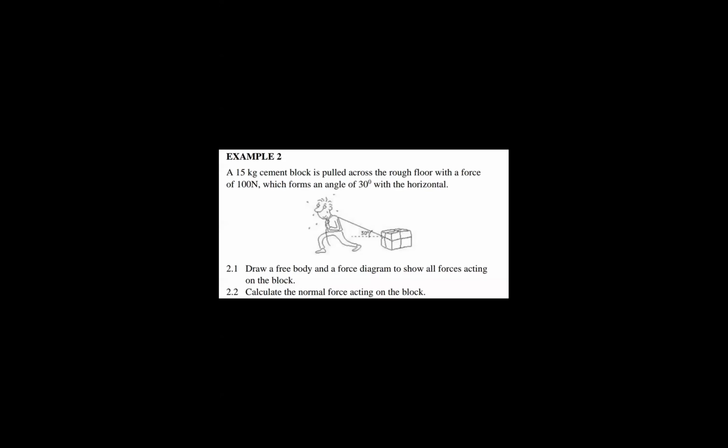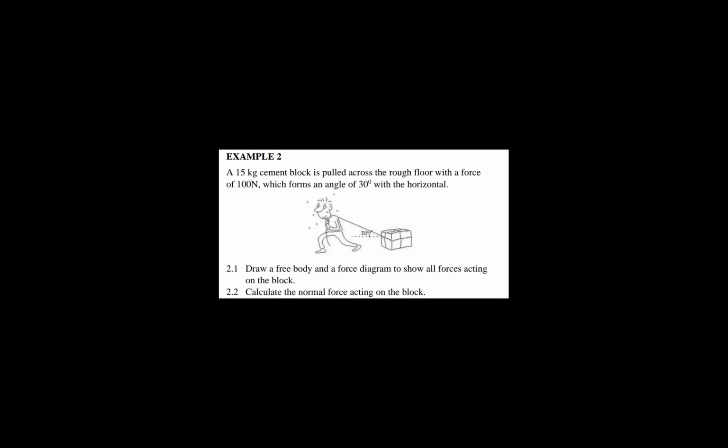Example number 2. Let me share example number 2. It says that a 15 kg cement block is pulled across the rough floor with a force of 100 newtons, which forms an angle of 30 degrees with the horizontal. So draw a free body diagram.